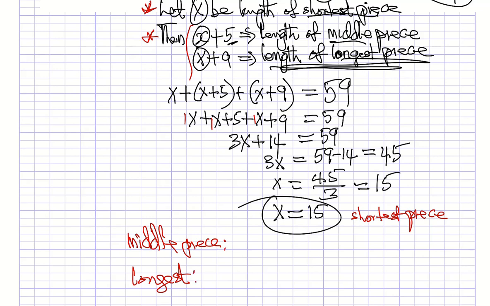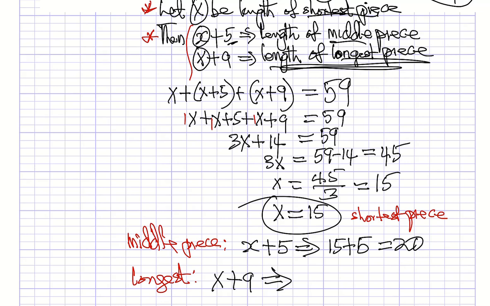So the middle piece is x plus 5, which will give you 15 plus 5, because x is 15. That's 20, okay? And then the longest piece is x plus 9. Same thing, x is 15, so 15 plus 9. That will give you 24. You see that?